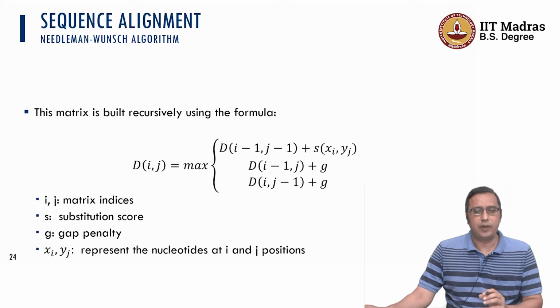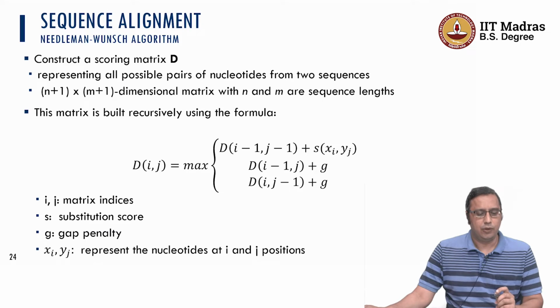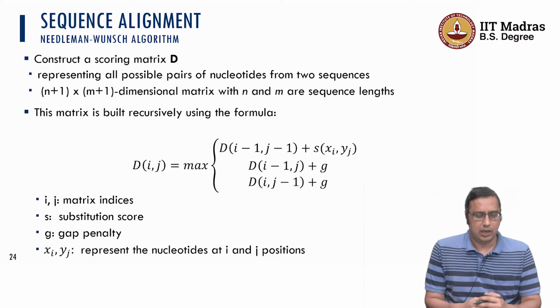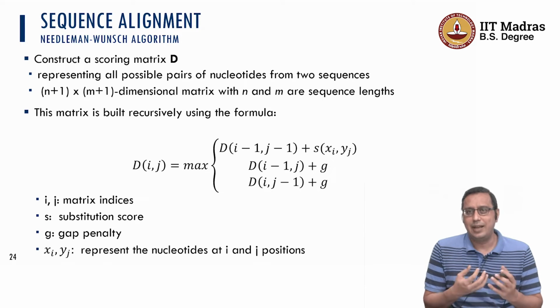Before that, what we are interested in is using a matrix, which we call the scoring matrix D, and we have to construct that scoring matrix for our two sequences. A typical scoring matrix represents all possible pairs of nucleotides from the two sequences. It is similar to the graph we constructed and showed in the Manhattan tourist problem. The dimension of the scoring matrix is n plus 1 cross m plus 1, when the lengths of the sequences provided to us are n and m.